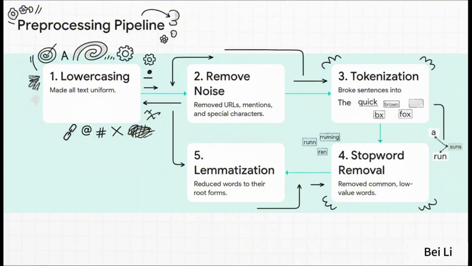Now, for the traditional LSTM and GRU models, the text needed a serious deep clean. First, I made everything lowercase to keep it uniform. Then, I got rid of all the distracting noise like web links and user mentions. I stripped out special characters, broke sentences down into individual words, that's tokenization, and then removed really common stop words like the and a that don't add much meaning. And finally, I used lemmatization to get words to their root form.